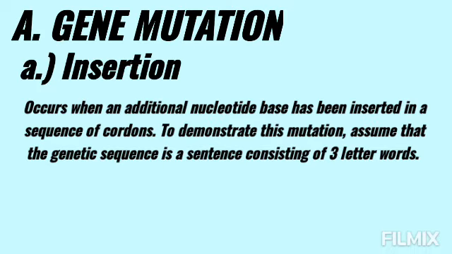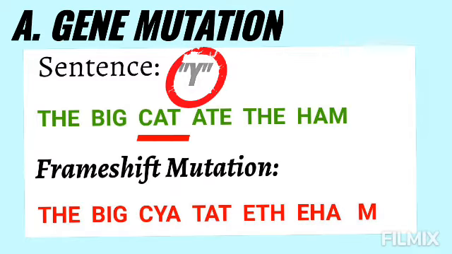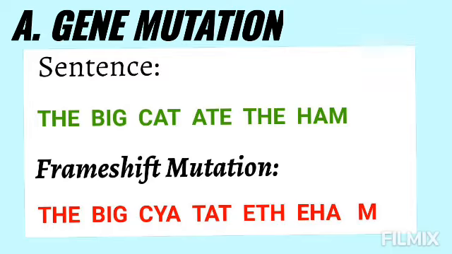To demonstrate this mutation, assume that the genetic sequence is a sentence consisting of 3-letter words. In the sentence below, a base represented by the letter Y has been inserted in the word cat, but the 3-letter spacing of each word remains. Notice that the insertion of the new letter pushed the succeeding letters rightward, resulting in meaningless words. In the case of DNA or RNA sequences, an additional base changes the arrangement of the codons and causes errors in the translation of amino acids.